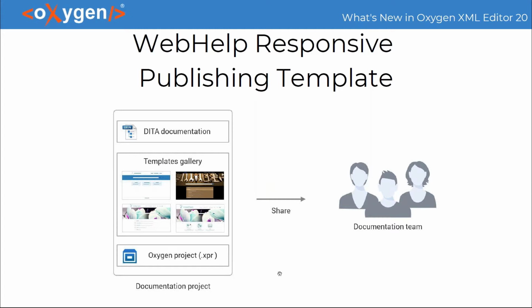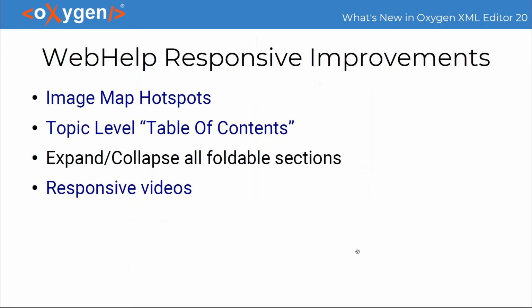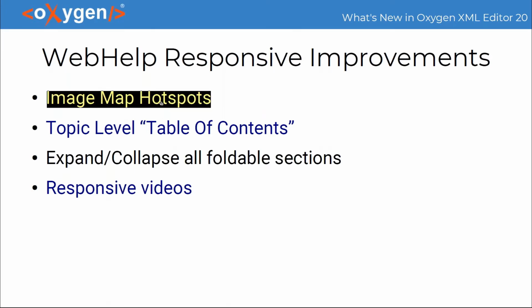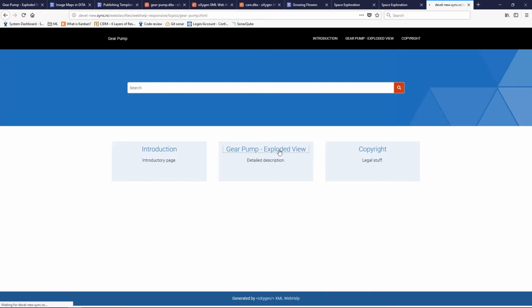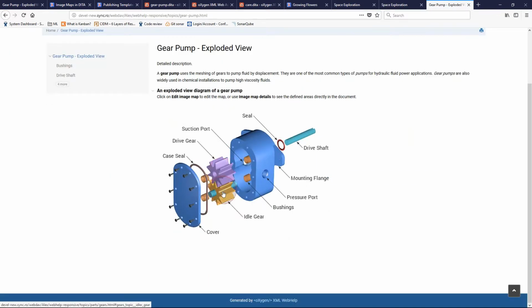any more customization ideas. But before going away from the WebHelp Responsive, I think it's worth mentioning a couple of other features that were introduced in the latest version. So for example, now image maps have hotspots in them. So when you hover over such an image map, you'll get the immediate feedback that there is something here. I can see a tooltip, and if I click it, it's gonna take me somewhere in the documentation.